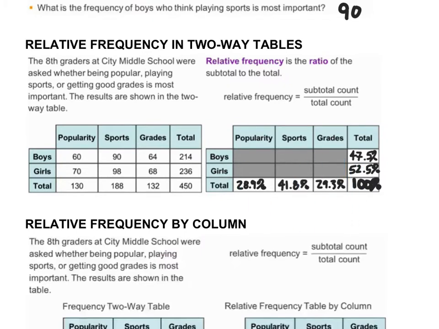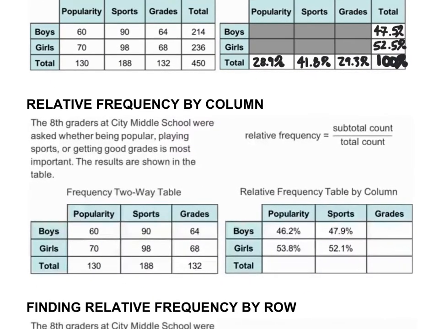All right, the next thing we want to talk about is determining relative frequency by column. So we have our two-way table, but we have a relative frequency table that's determined by the column. As I look at this, we want to figure out how we get the 46.2%. How you get that is by taking 60 divided by 130. If you take 60 and divide it by 130, that will give you 46.2%.